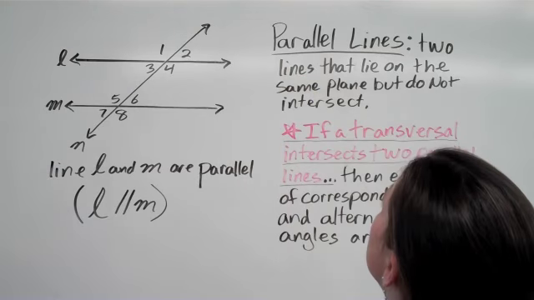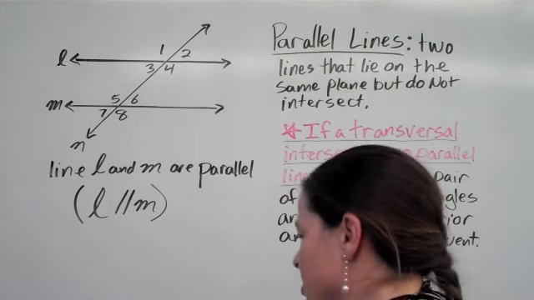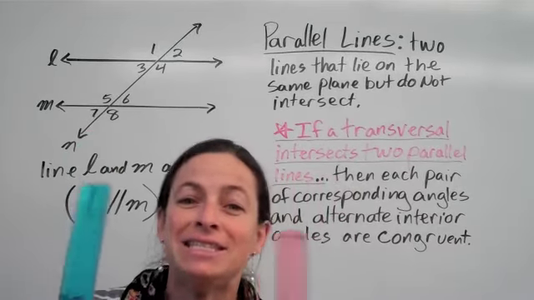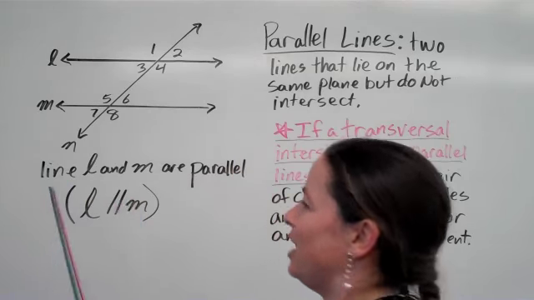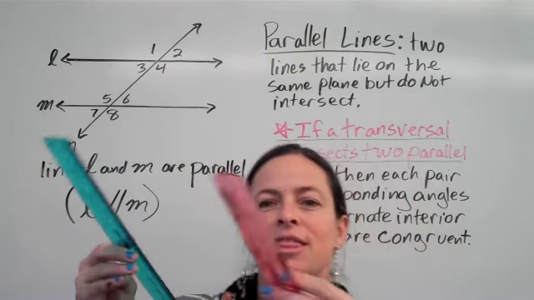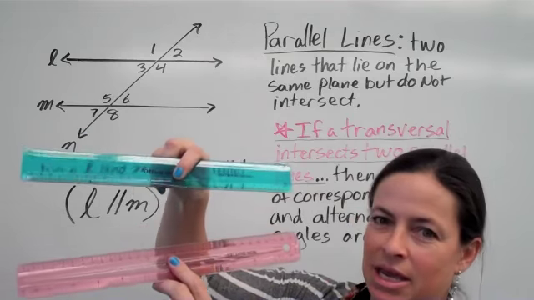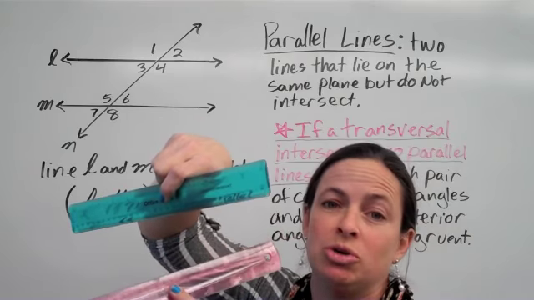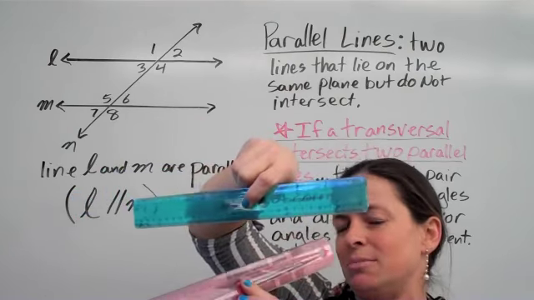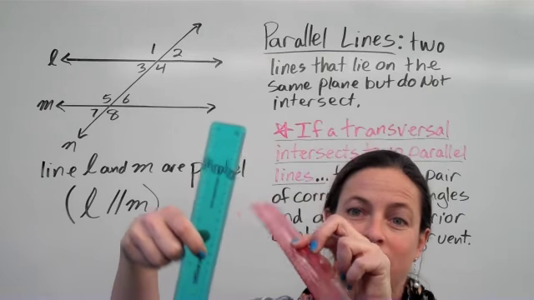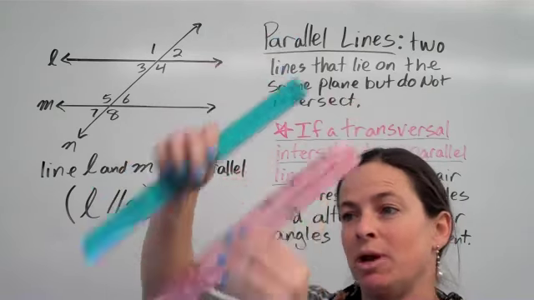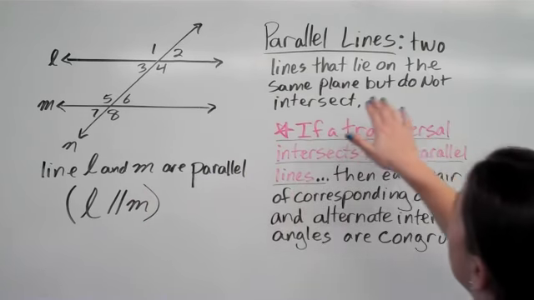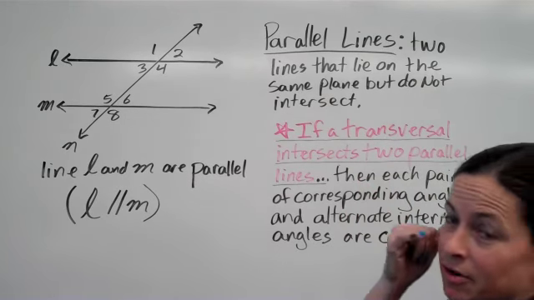So parallel lines are two lines that lie on the same plane but do not intersect. So how that works is, let's say you have two parallel lines, and they are going to be on the same plane. If they're not on the same plane, you might have two lines that don't intersect, but they're not on the same plane, so they're not actually parallel. They're just two lines that don't intersect. So if they're parallel, they're actually lying on the same plane. So, this is in red because this is very important.